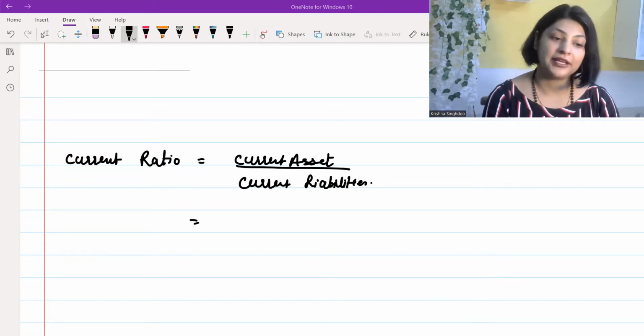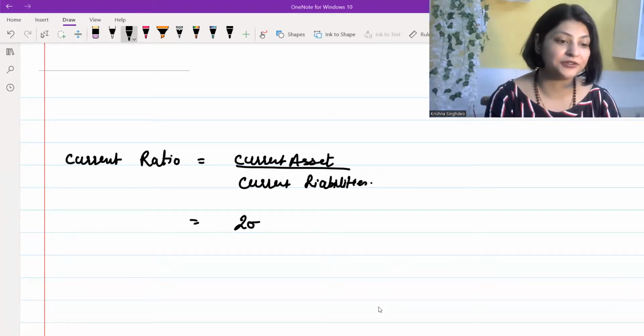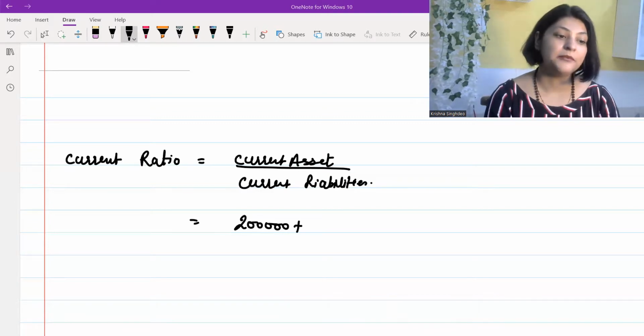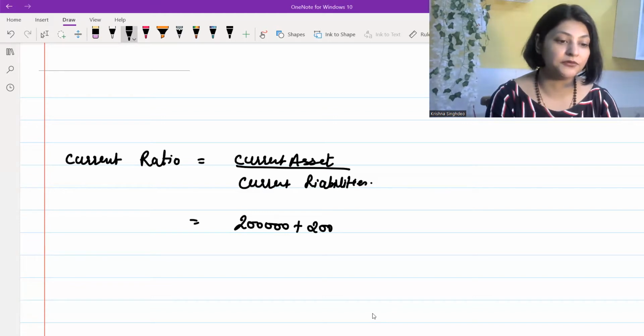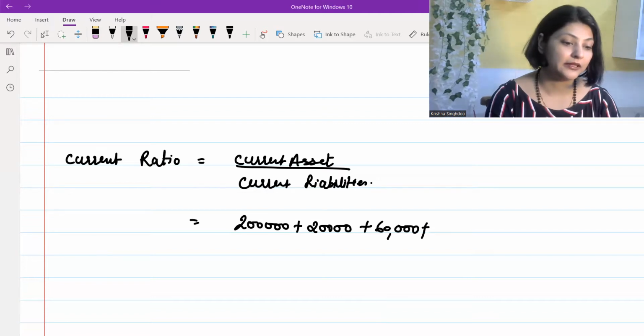So I have trade receivables of 2 lakh rupees. So I'm going to write 2 lakh rupees for trade receivables. Then I have prepaid expenses of 20,000. I'm going to write prepaid expenses of 20,000 over here. Then I have another one as cash. Cash is 60,000. I will write cash as 60,000. Then I have marketable securities of 40,000.